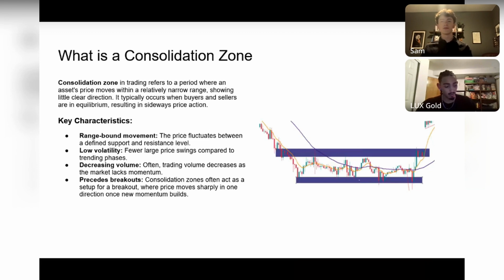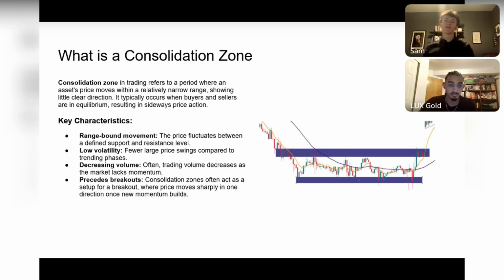A consolidation zone refers to when trading, there is an area where the asset's price moves in a very narrow range without a clear direction. It usually occurs when buyers and sellers are in equilibrium or cannot decide on one direction. This results in a sideways movement of price, as you see here on that graph. Price is moving sideways and not up nor down rapidly.